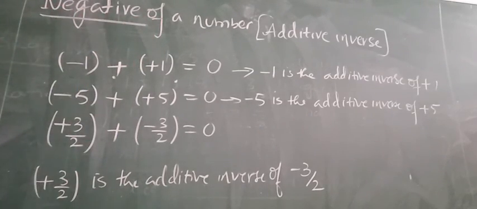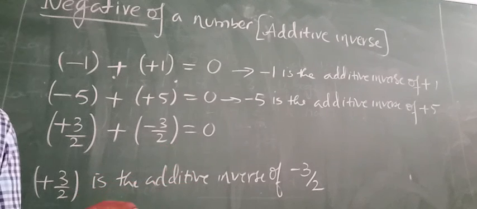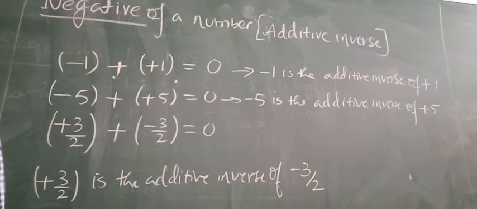Similarly, -10 is the given number. If I ask what is the additive inverse, it is +10. What is the additive inverse of +10? You should say -10. In general form, if I ask what is the additive inverse of a by b?